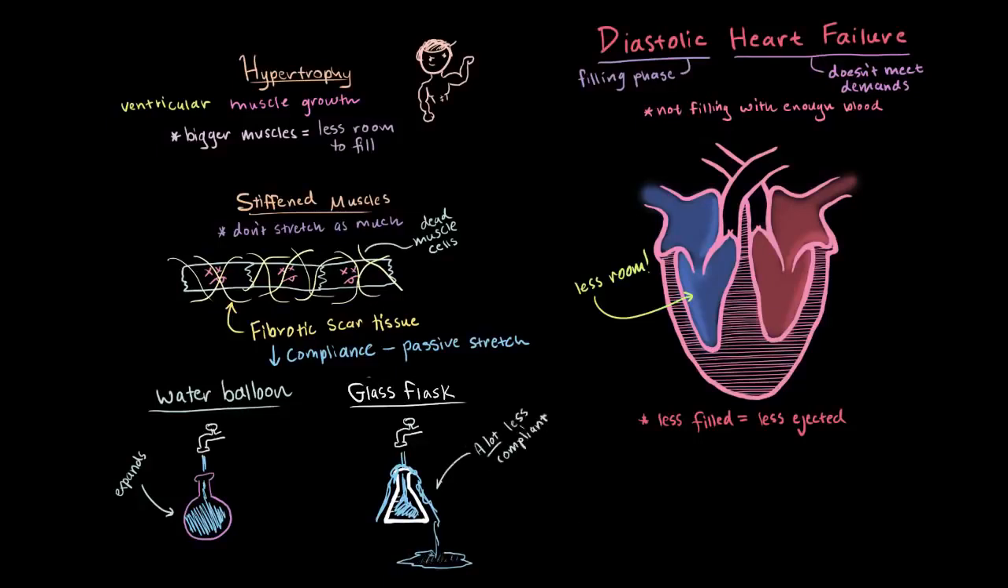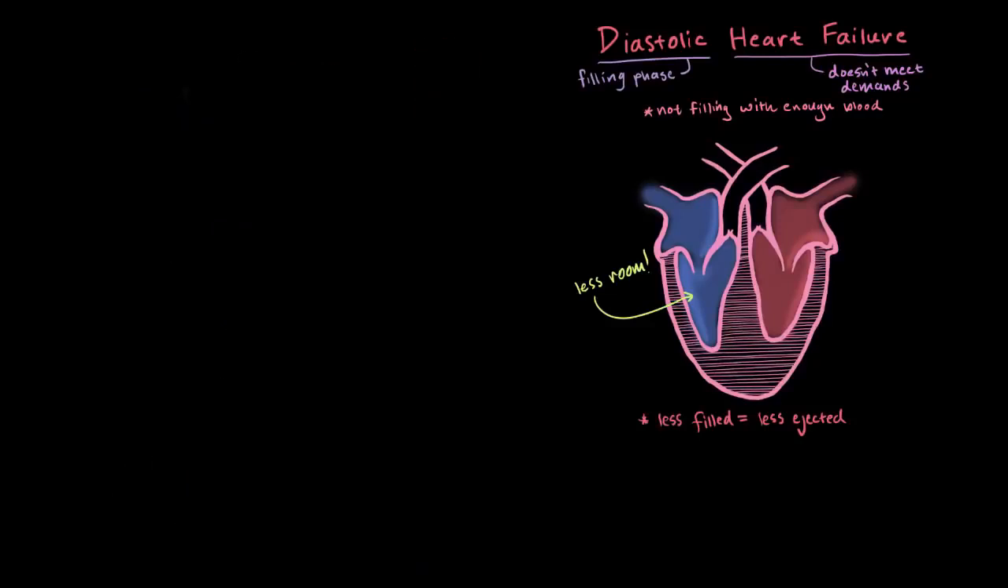It's probably one of the least compliant things we can think of. And it's the same with a heart with a bunch of fibrous connective tissue. It can't relax, it can't passively expand, and it can't fill completely. So that's what's going on with diastolic heart failure. But how does it get like that? And how do we get these enlarged and stiffened muscles?